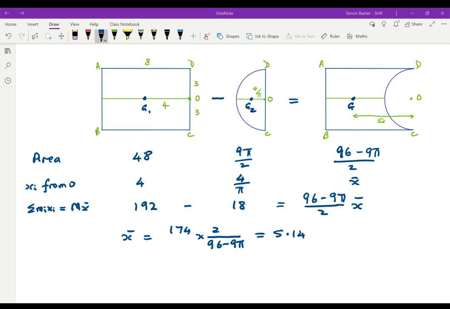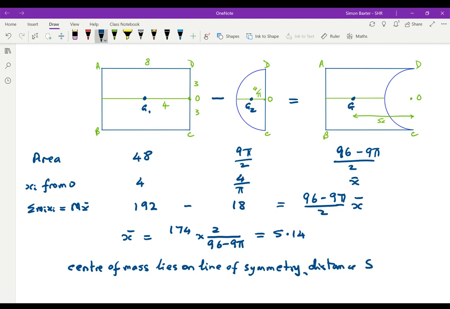Therefore, my center of mass again lies on the line of symmetry, and it is a distance of 5.14 from O.